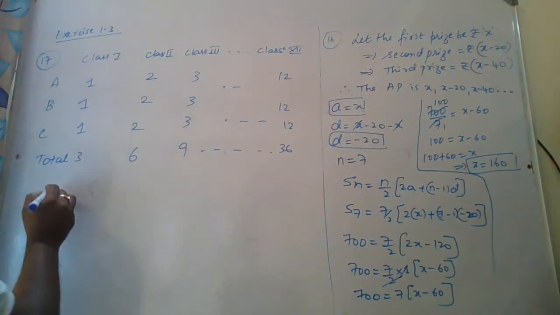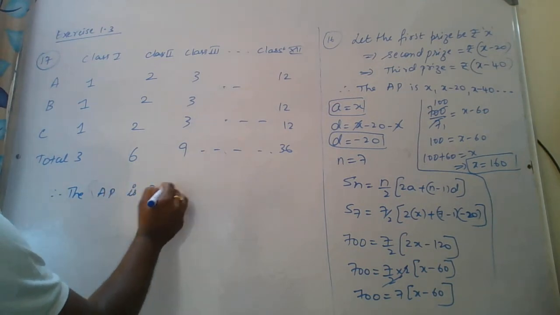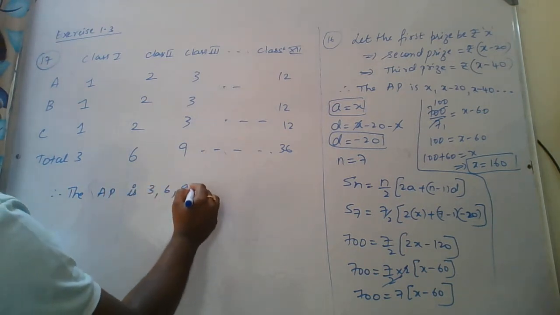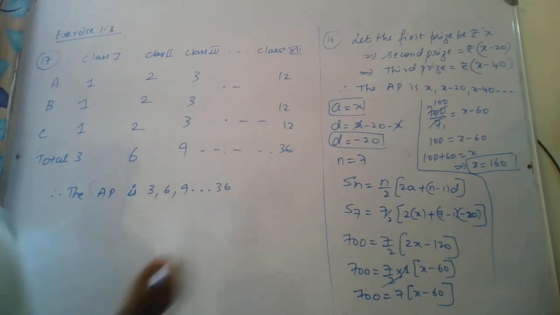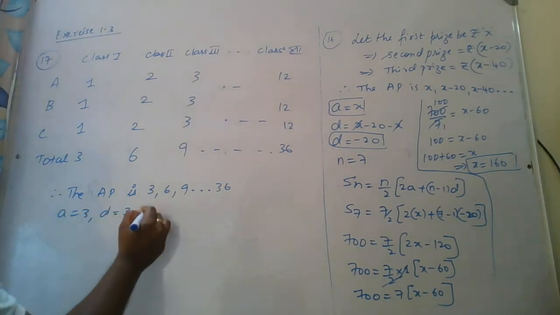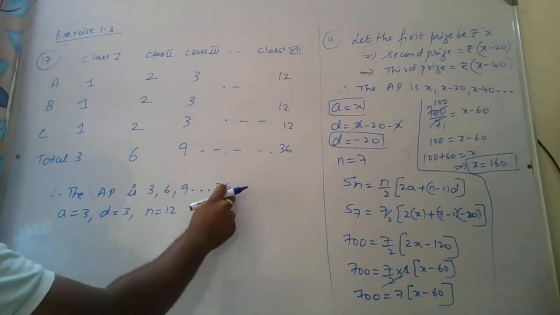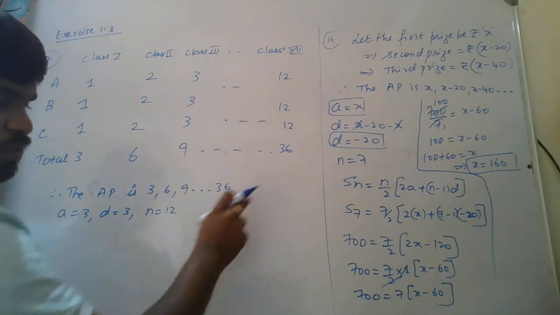We have to find the total number of trees. So we have got the AP. Therefore, the AP is 3, 6, 9, and so on up to 36. So A value is 3, D value is also 3, N value is 12. How many classes are there? How many numbers are there? 12, because we have got 12 classes, so 12 numbers.